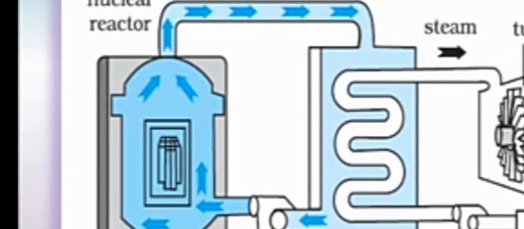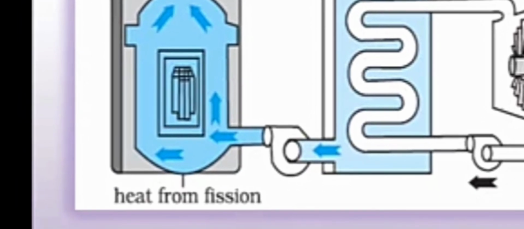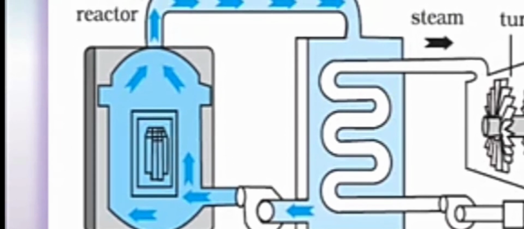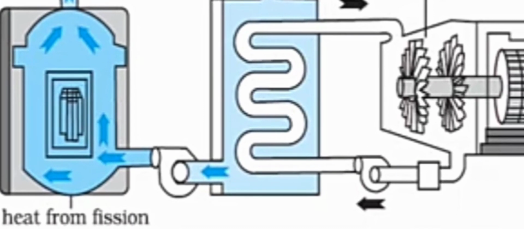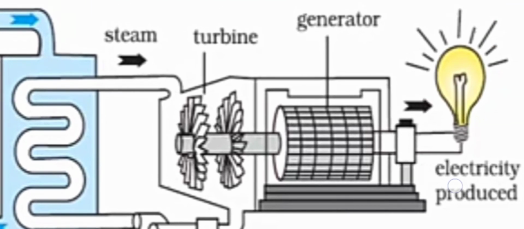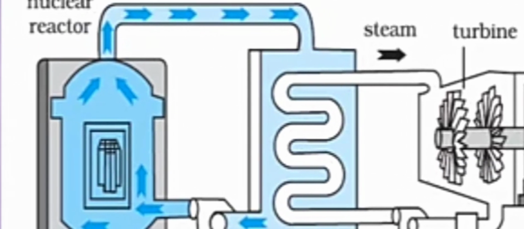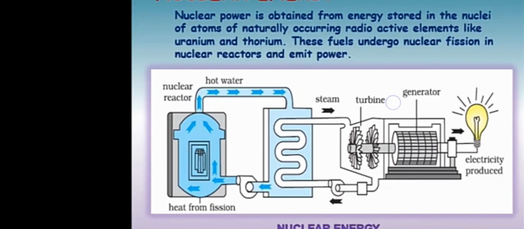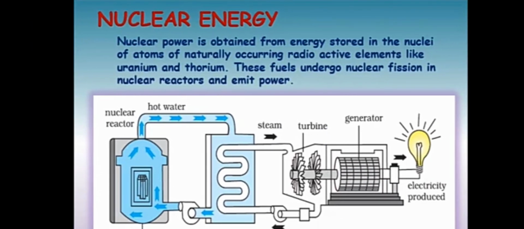So this cylinder is completely covered with water. During this fission, it will release heat energy, so the water will become hot water. At the extreme, it will become steam. When the steam touches this turbine, the turbine starts to rotate. If the turbine rotates, the generator will produce electricity. This is the working of nuclear energy. We can see many nuclear plants in other countries, and also in our country. The USA is the largest producer.